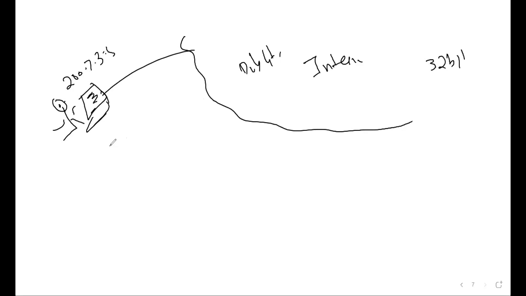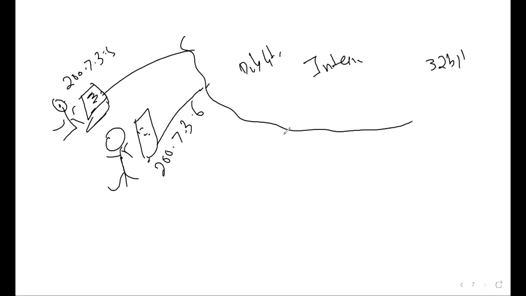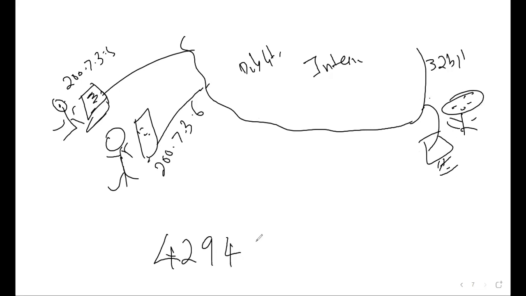If someone else has a device and needs to go on the internet, they also need to connect to the internet, right? So they're going to get another IP, 200.7.3.6. Somewhere else, other people on the other side of the globe who are connected to the internet may get some other number. The total number is 4294967294.